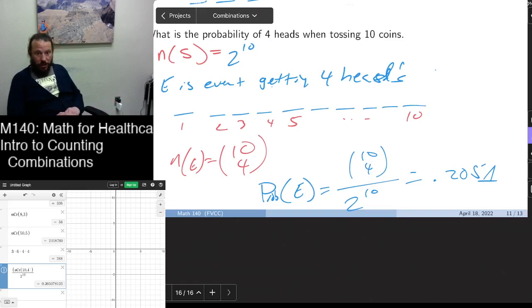All right, so I want you to think a little bit about that and remember that we're counting because it's going to help us with probability, which is the next unit and video.